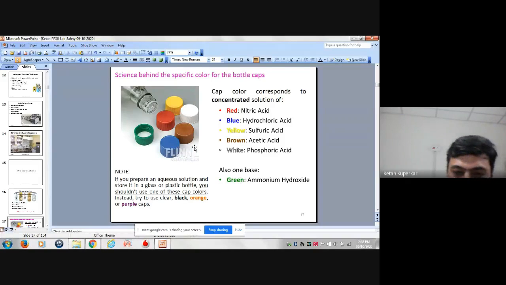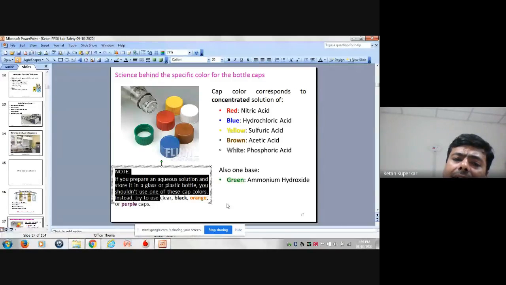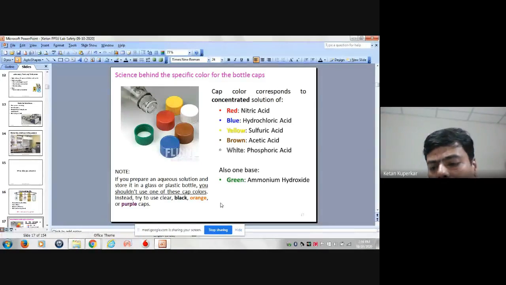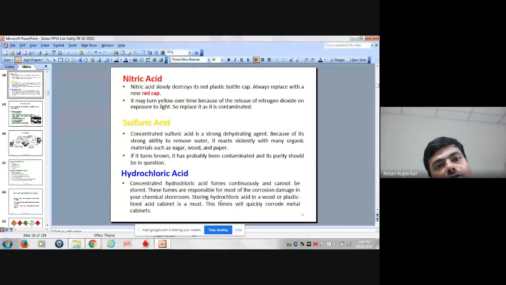Now, when you are asked to prepare aqueous solutions of all these acids, where you would need water, you need not use the same color caps for closing the bottle. Instead, you may use different color caps. Clear, black, orange or purple caps could be used for closing the chemical bottles. The nitric acid is to be capped by a red cap, the sulfuric acid by yellow, and the hydrochloric acid by a blue cap.